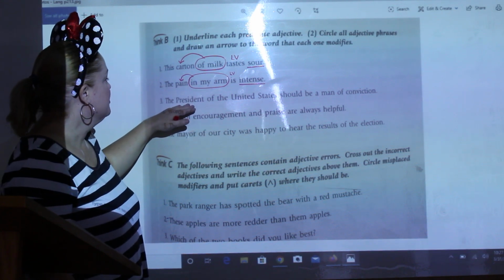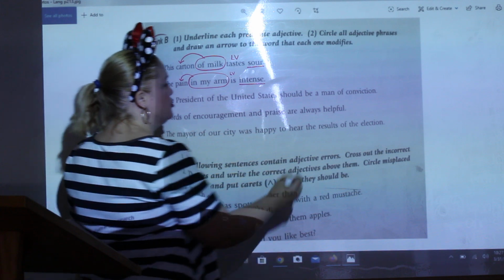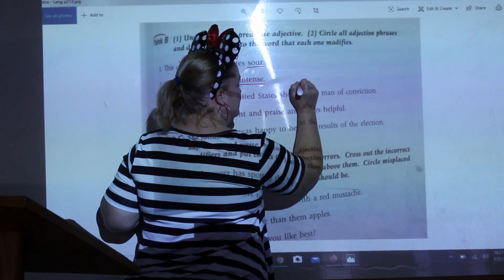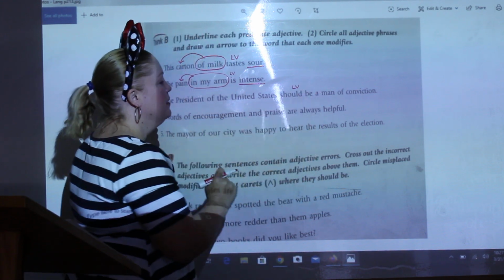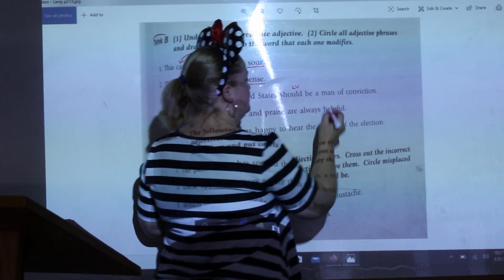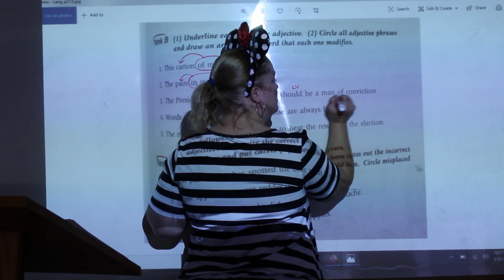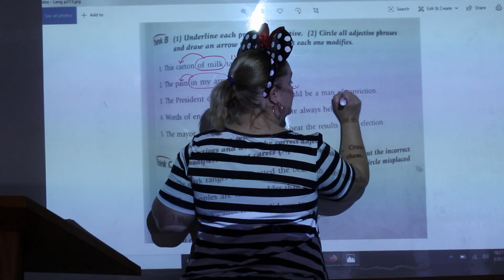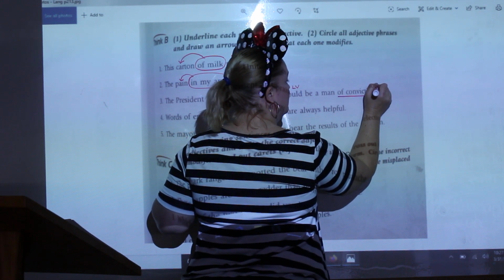One more together. The President of the United States should be, I have a helping verb with a linking verb, a man of conviction. Well, here is, actually, it is a phrase.